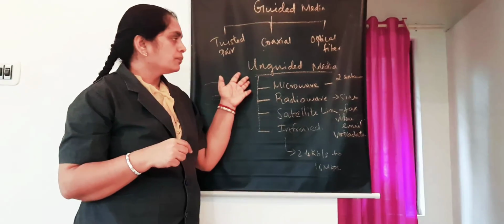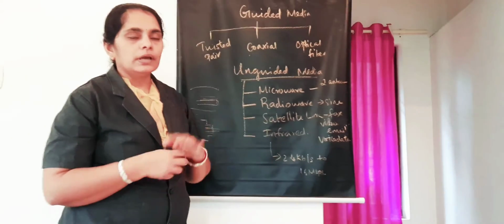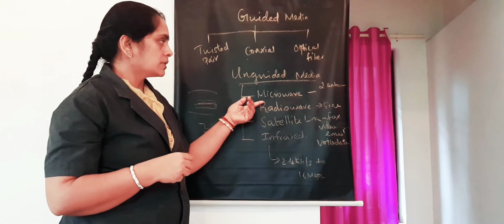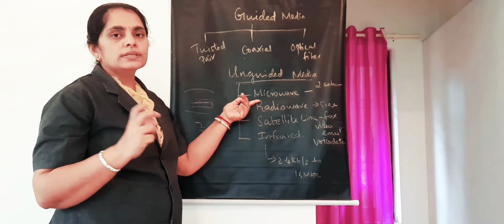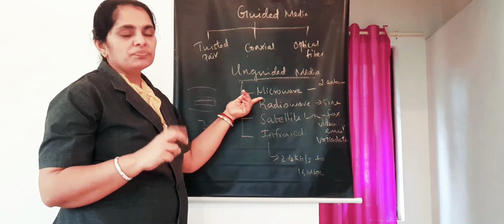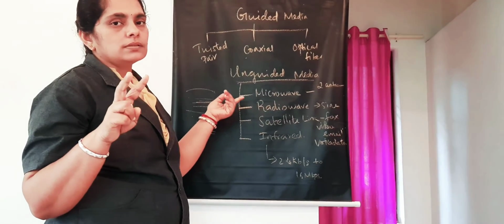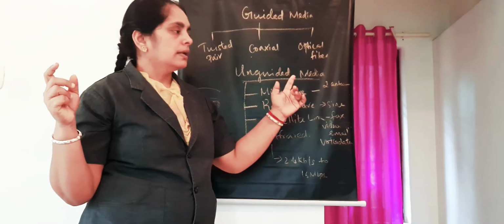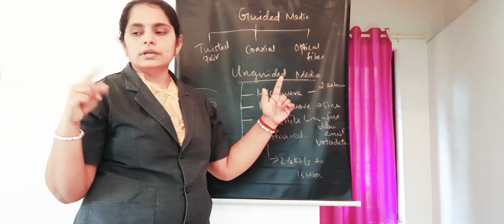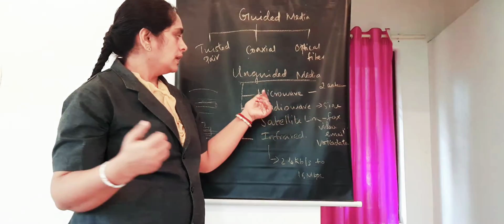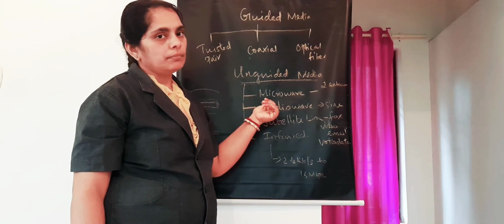In the same way, if we go for unguided media, we have wireless transmission. The first one is microwave. How are the signals transmitted from one to another? They use two parabolic antennas, which act as sender and receiver. The sender will send the information and the receiver will accept the information. That way they send information by microwave.